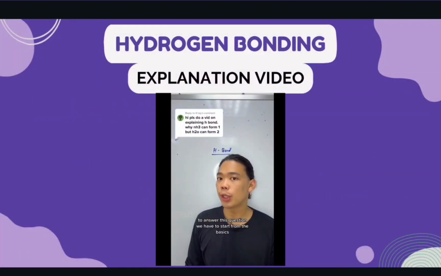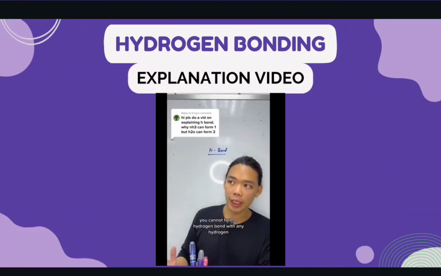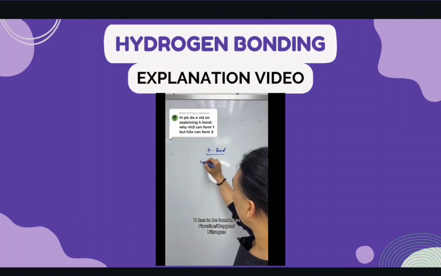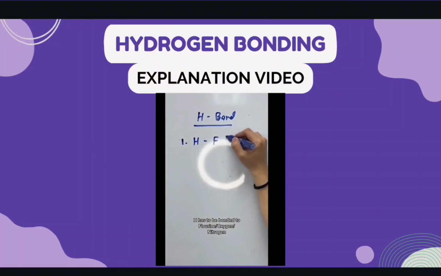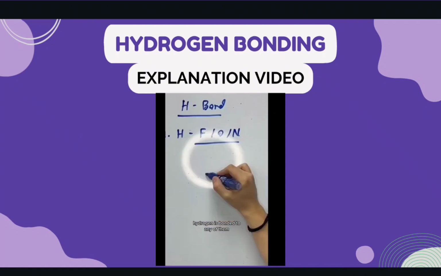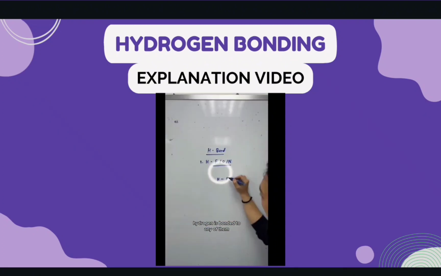Hydrogen bond. To answer this question, we have to start from the basics. You cannot form a hydrogen bond with any hydrogen. H has to be bonded to F, O, or N. These are very electronegative elements. Hydrogen is bonded to any of them. These guys will draw the electrons to themselves.